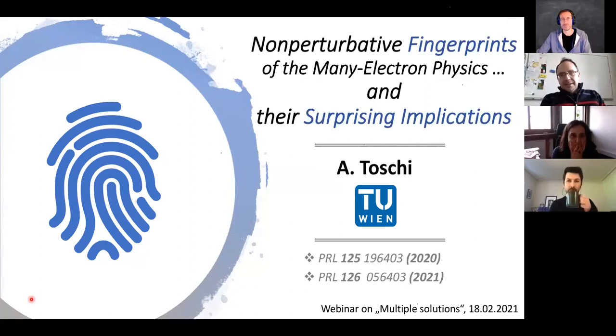So let me just say that the title is this one: non-perturbative fingerprints of many-electron physics and their surprising implication.